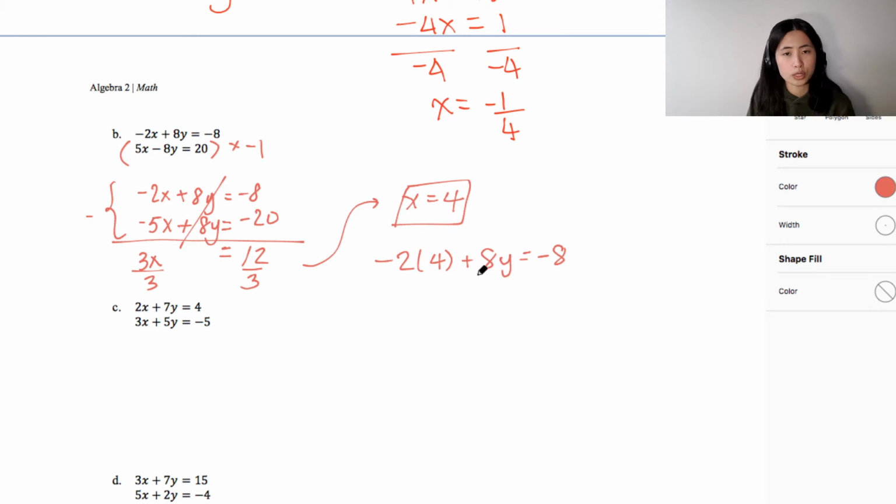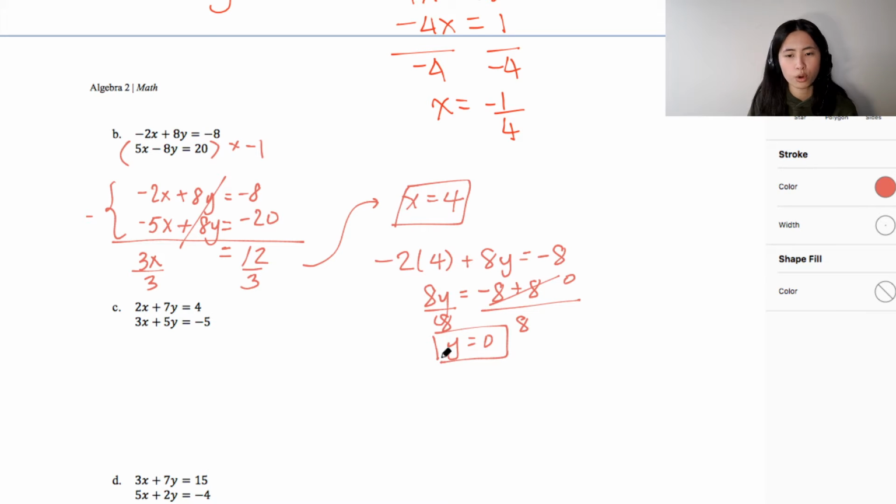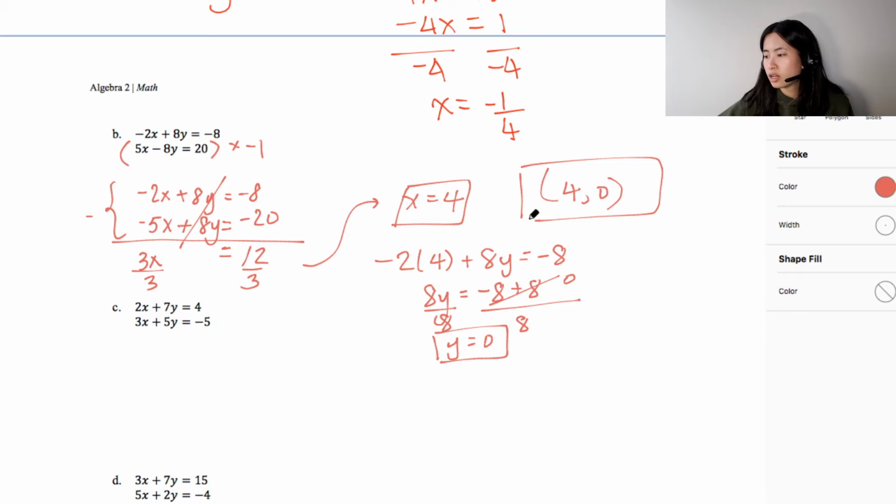As a result, you're going to isolate y because that's what we're solving for. So you're going to have 8y equal to, well, we know that negative 2 times 4 is negative 8. So negative 8, you move that to the opposite side of the equation, you get positive 8. So this is negative 8 plus 8, which is actually equal to 0. Again, we're isolating for y, so you have to divide both sides by 8, so y is equal to 0. Therefore, when they're asking what your solution is, it would just be (4, 0).